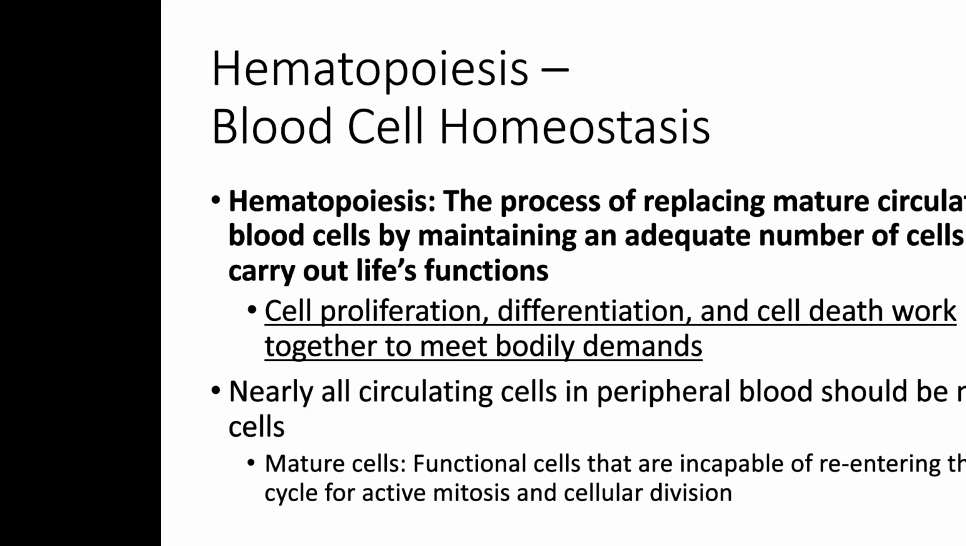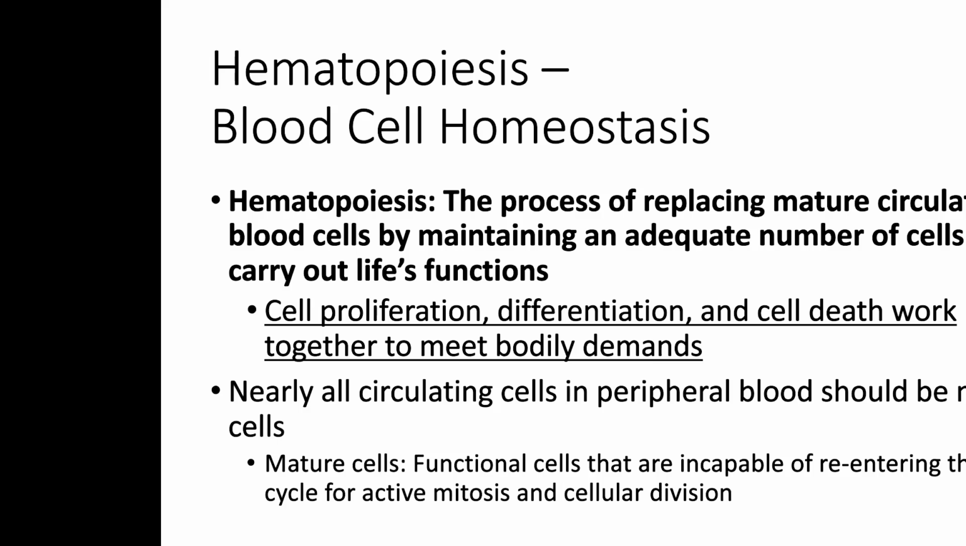So, I love root words. I tell my students this a lot, and I genuinely found that it helped me when I was trying to understand the course material. Heme, meaning blood. Poiesis, meaning generation. So we are solely talking about the generation of blood. The formal definition is to replace maturing red cells by maintaining an adequate number of cells to carry out life functions. Cell proliferation, differentiation, and cell death will work together to help meet bodily demands.